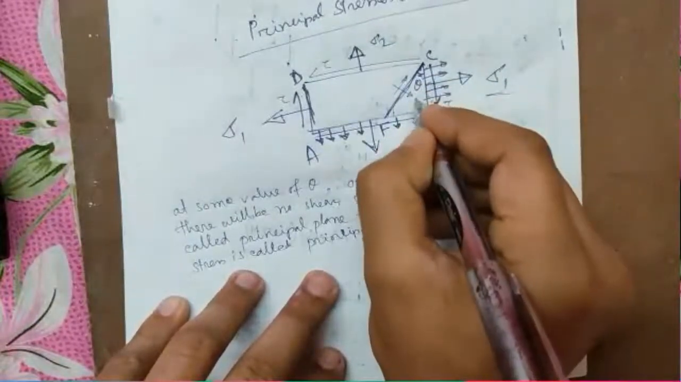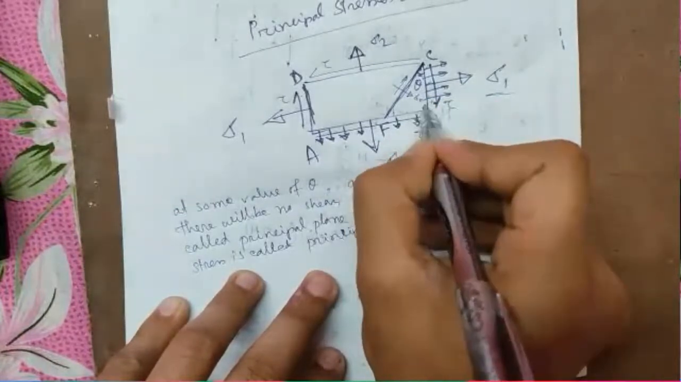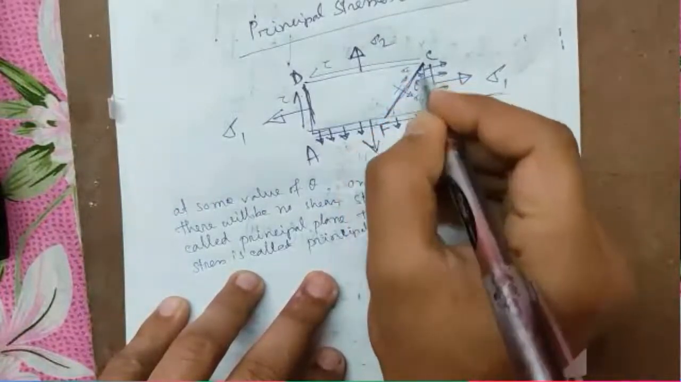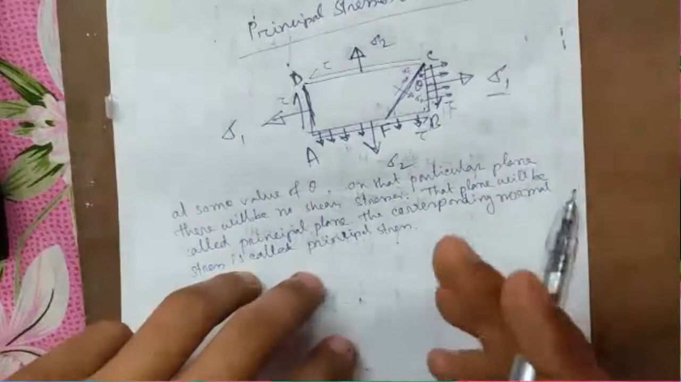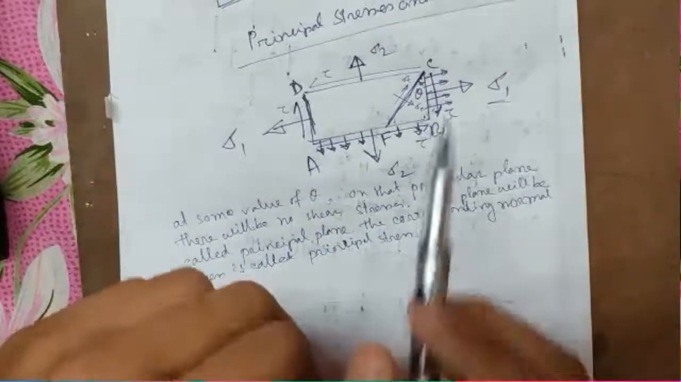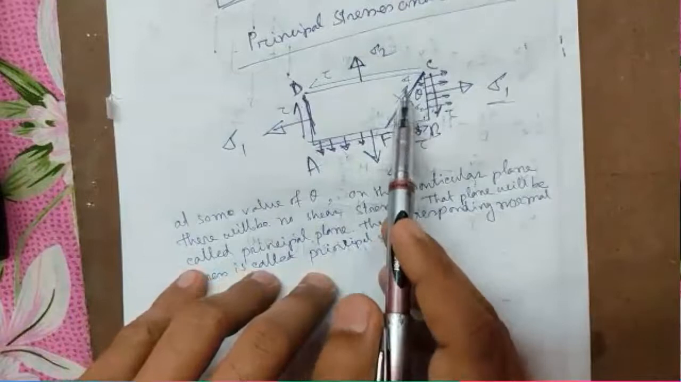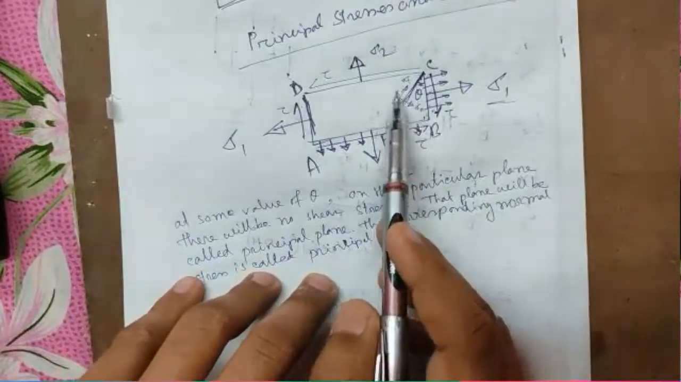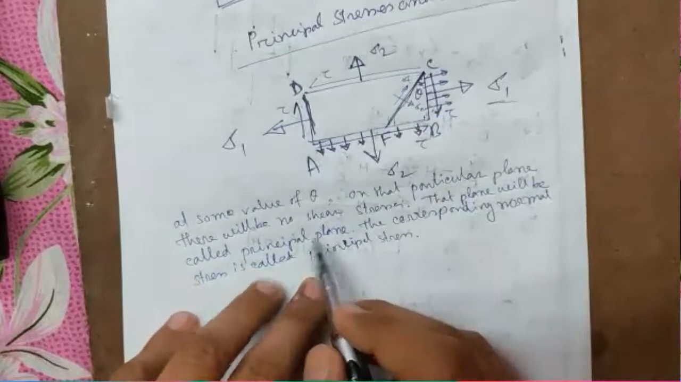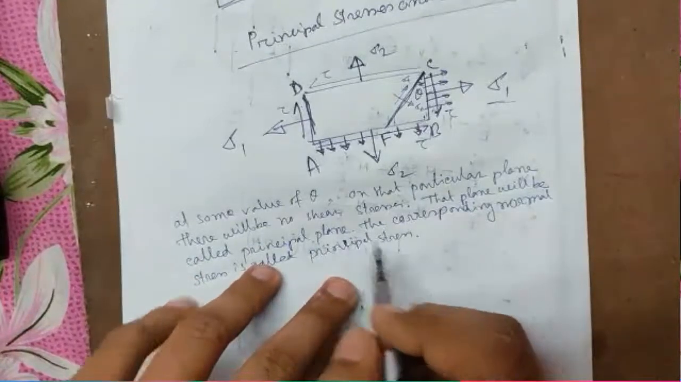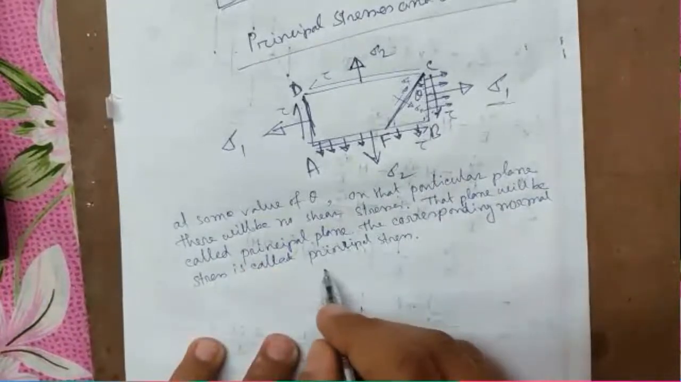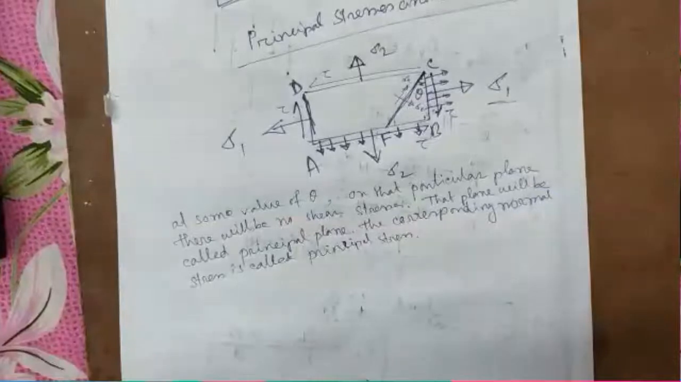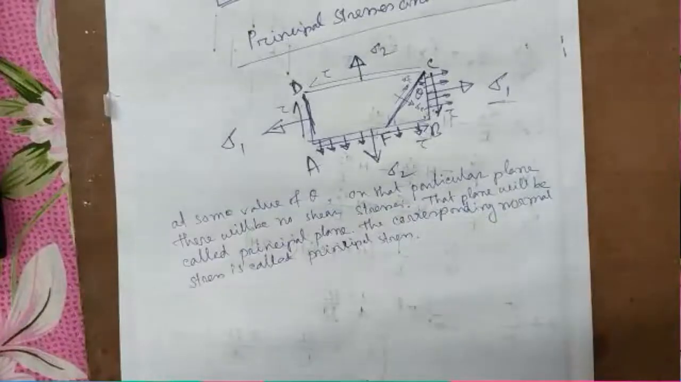Okay, this is along the normal direction, we can call it sigma n. This is along the plane, which will be called sigma t, or sigma tangential, along the plane. Now at a certain value of theta we will find that there will be no sigma t, no shear stresses on that particular plane. That plane will be called the principal plane, and the normal stress on that plane will be called the principal stress.